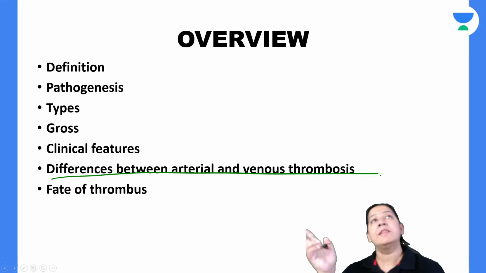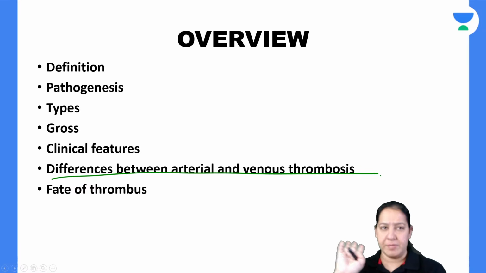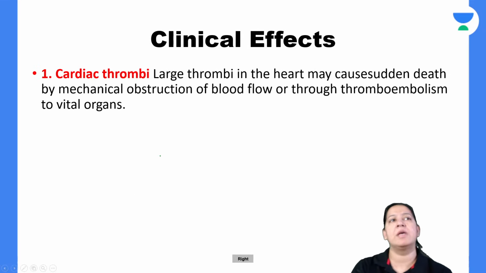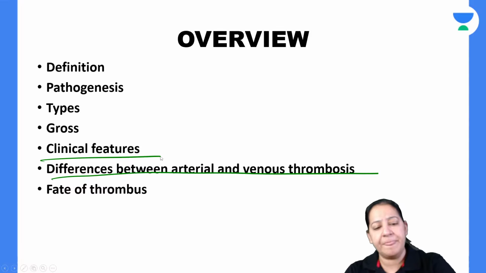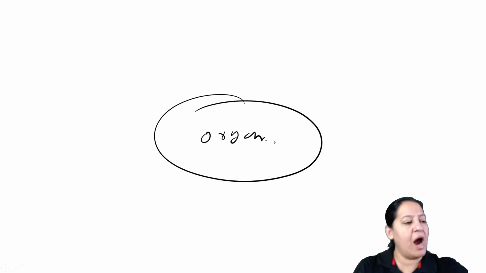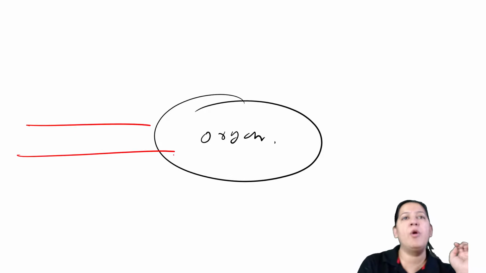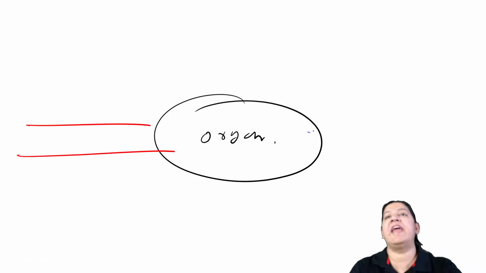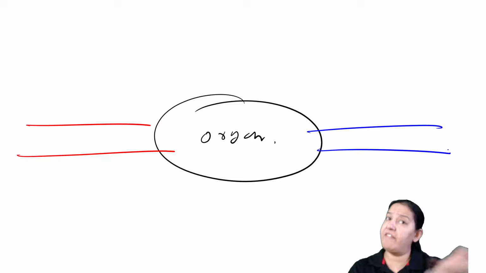The last thing, the differences between arterial and venous thrombus. I will come to that. Before that, clinical features. Now you tell me, this is the organ. Let me draw an organ here. This is the artery for this organ carrying pure blood to this organ, and this is the vein for this organ carrying impure blood away from the organ.